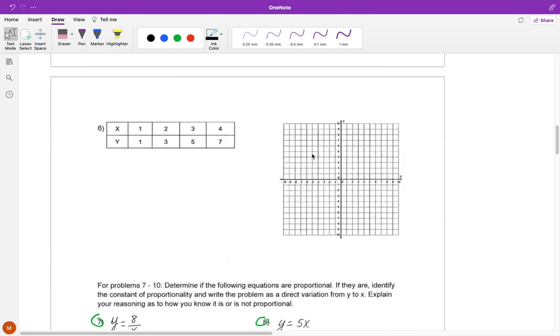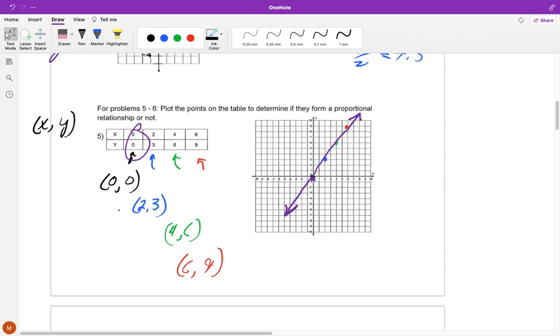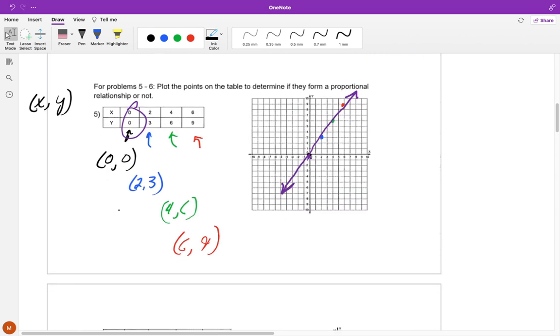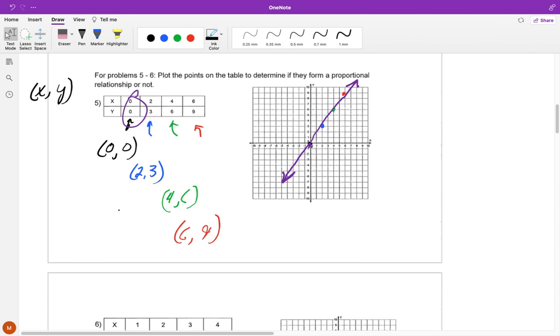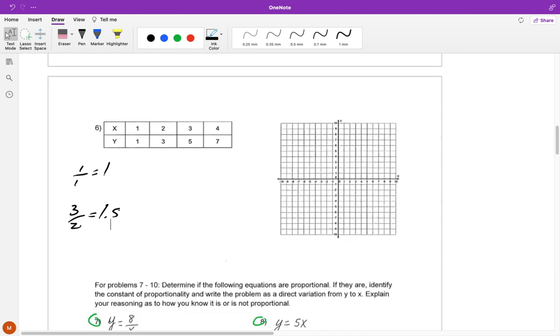All right, this next one, I didn't give you the origin number, so you don't really know. We can check our other work that we've done before. 1/1 is equal to 1. 3/2 is equal to 1.5. So I can do that to verify my answer. So I know this isn't going to be, but the directions say for you to plot the point from the table to determine if it's proportional or not.